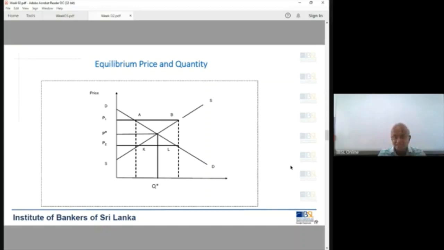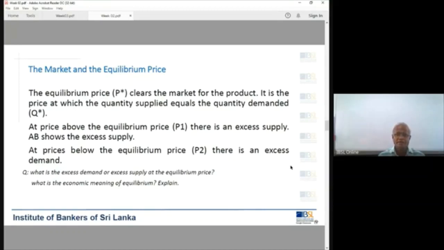Excess demand means a shortage of the good. Excess supply means a surplus of the good. But at equilibrium, both are happy. No excess demand, no excess supply. Quantity demanded is equal to quantity supplied. And the equilibrium price clears the market for the product. It is the price at which quantity supplied equals quantity demanded.